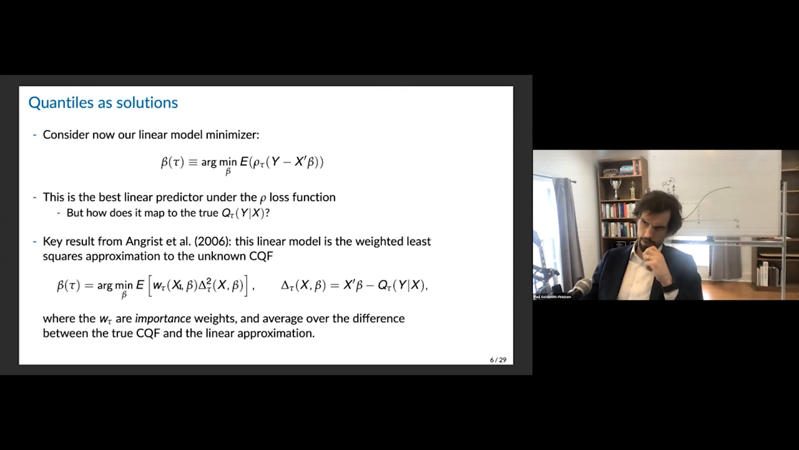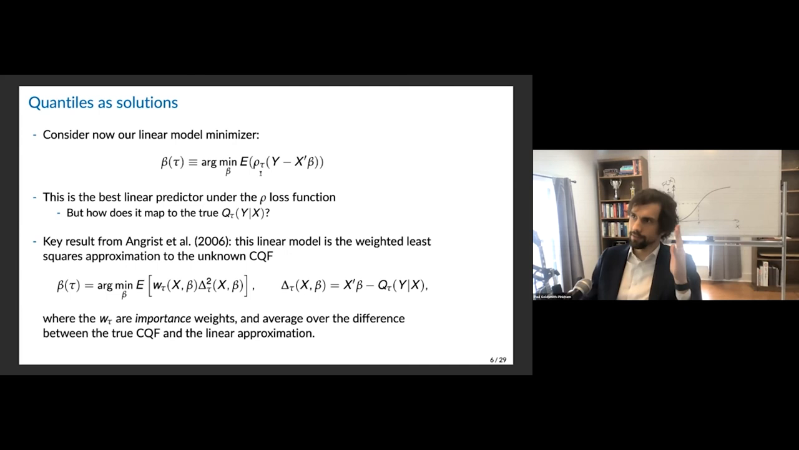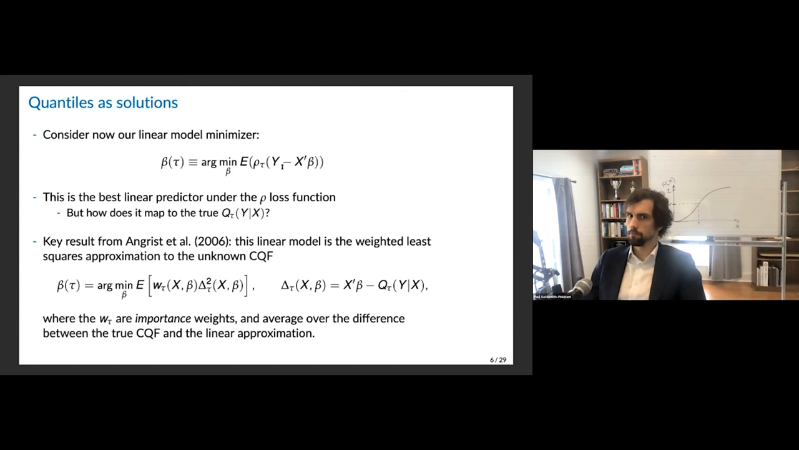So that's a really nice property. What we're going to get into now is thinking about minimizers of this loss function, specifically a regression that's picking the beta that is minimizing, basically finding the lines that cross through certain quantiles in the error distribution. Any questions so far? Okay.